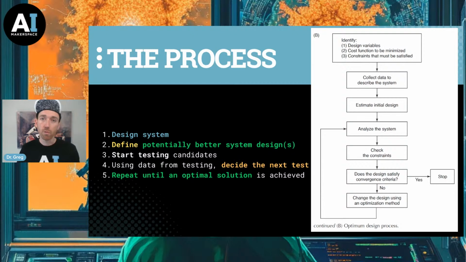We might have some constraints. Depending on how we set up our optimization problem, some of this can shift, but ultimately, we want to have this number that we can minimize or maximize. This is our cost function. This is our loss function.